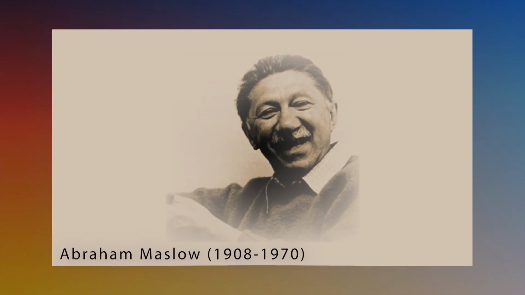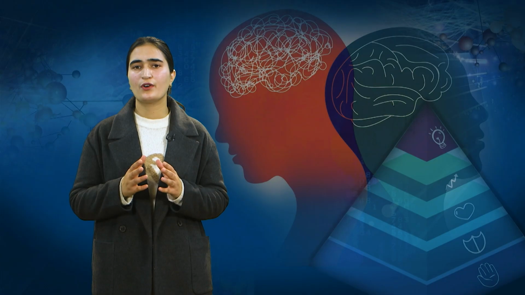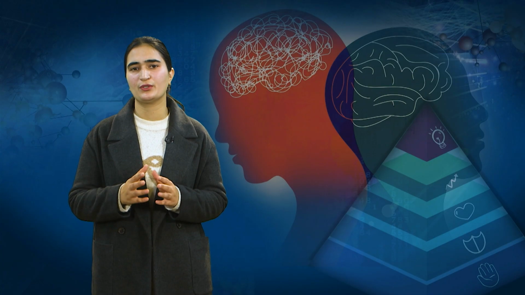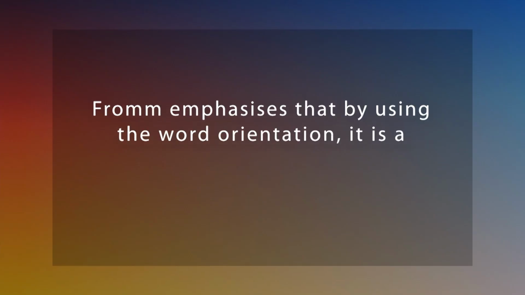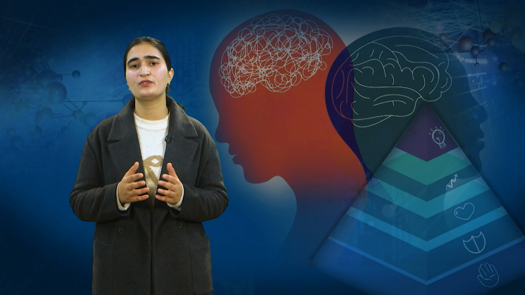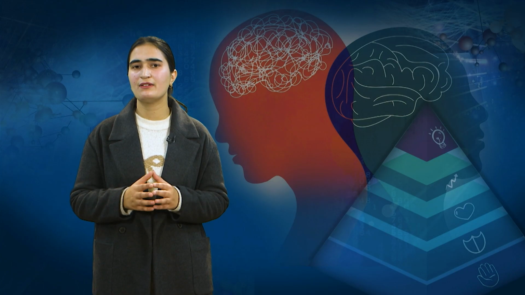Similar to Maslow's self-actualizing individual and Allport's mature personality, Fromm refers to the healthy personality as having productive orientation. It represents the fullest utilization or actualization of human potential. Fromm emphasizes that by using the word orientation, it is a general attitude or viewpoint that covers all facets of life, including the intellectual, emotional, and sensory responses to other people, things, and events in the world, as well as to oneself.